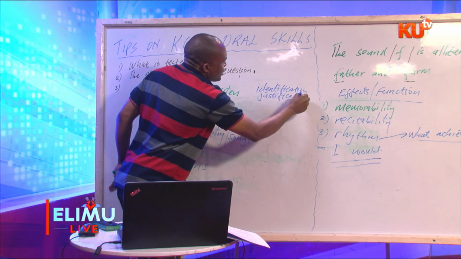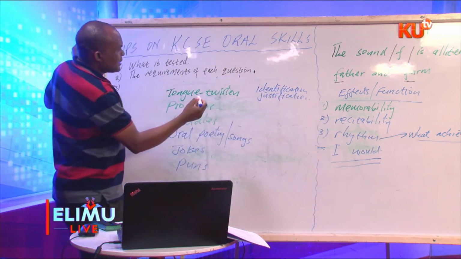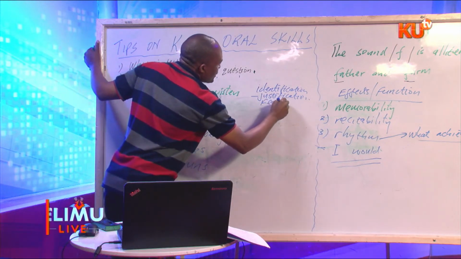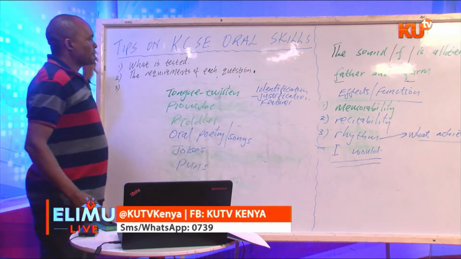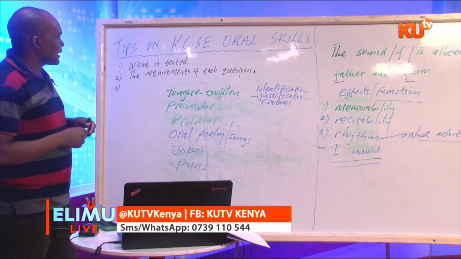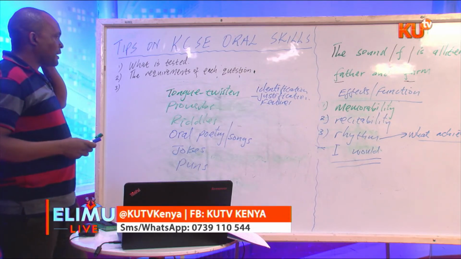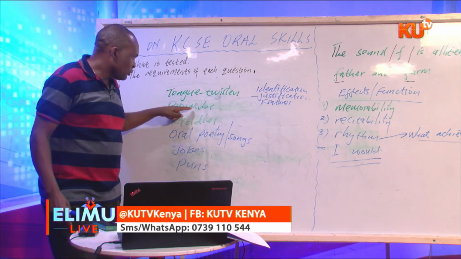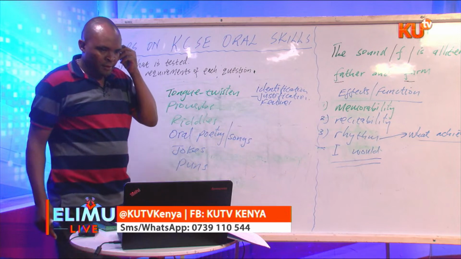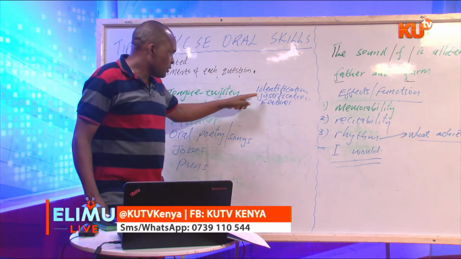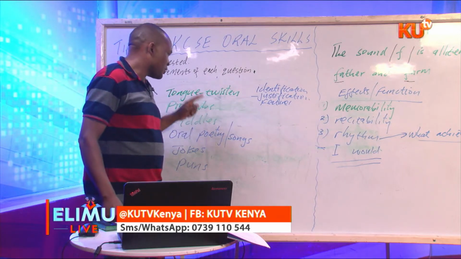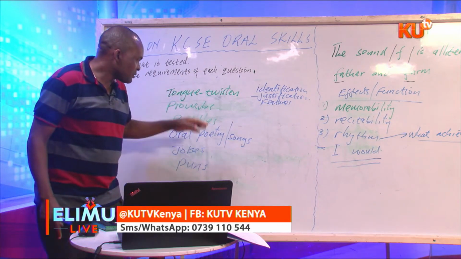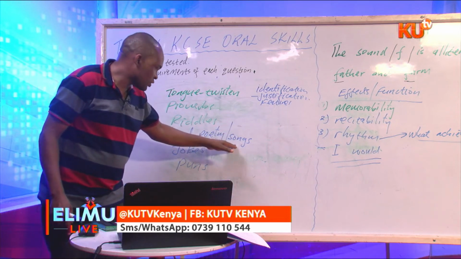Why is it a tongue twister? When you are doing justification, you are giving out the features, characteristics, the features of a tongue twister. Similarly, when you identify a proverb, you give a reason why you think it is a proverb. Riddles, the same. The oral poetry, we have features of oral poetry and features of songs.